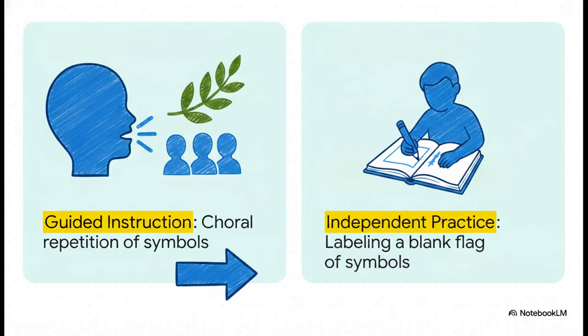Let's see this in action using day 1 as our anchor. During guided instruction, the teacher leads a choral repetition. The teacher calls out, olive branch, and the class calls back, peace. It's highly supported and really collaborative. But by the end of the lesson, during independent practice, the students are sitting quietly, coloring and correctly labeling a blank outline of the flag in their journals.